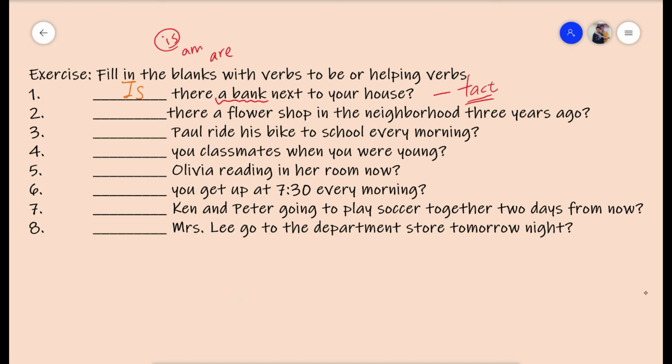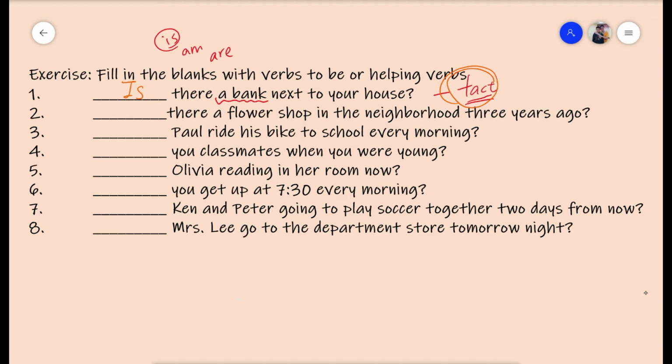So remember, the first thing you do, look for the time marker. In this particular question, there's not a time marker to be found, but don't worry, because this sentence is about something that is true. It's a fact, so we use the present simple tense. Now look for the verb. There is no verb anywhere in the sentence, so we have to use a be verb. Present simple tense, there are 3 be verbs: is, am, and are. Which one do we use over here? Of course it's is. Is there a bank next to your house?